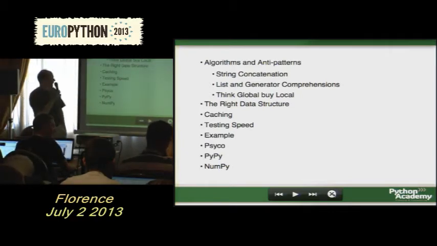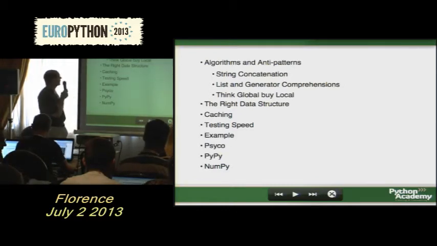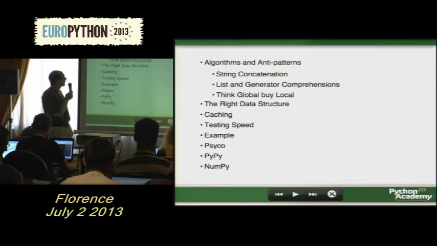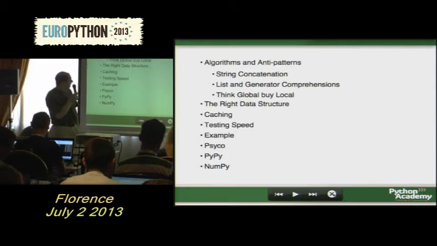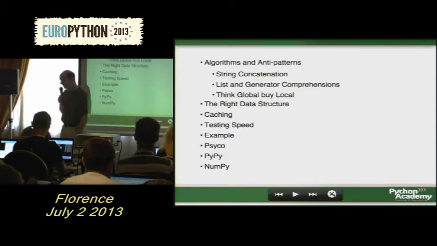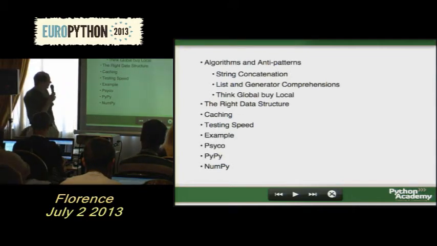And after this, after the profiling, we assume we have a problem and we need to make things faster. And there are different strategies making things faster. First, we start small. So we look at algorithms and anti-patterns. String concatenation is a hard one. Lists and generator comprehensions, and something about scoping, global and local variables, those kind of small things. Then we look at data structures. Very often, if you use the right data structure, you get the algorithm for free. It comes with a data structure in Python, and you can get quite a bit of speed up.